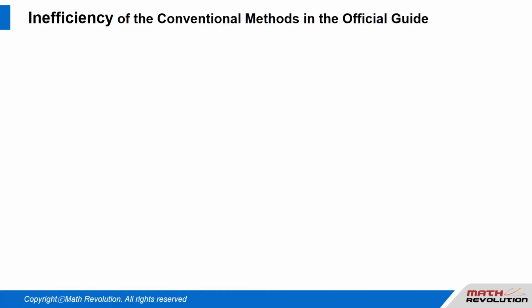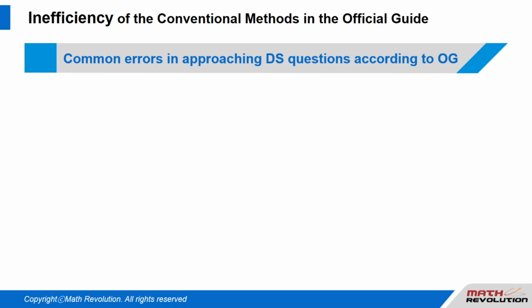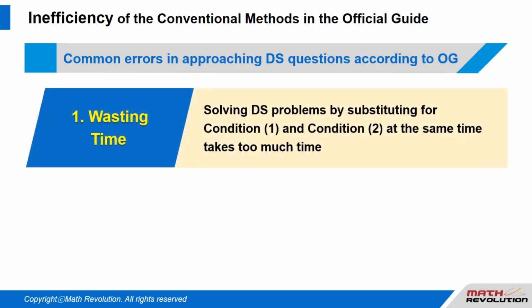In this video, we'll be talking about the inefficiency of the conventional method in the official guide. The common errors in approaching DS questions according to the official guide. 1. Wasting time. To solve all DS problems by substituting for conditions 1 and 2, and then to try both at the same time takes too much time.